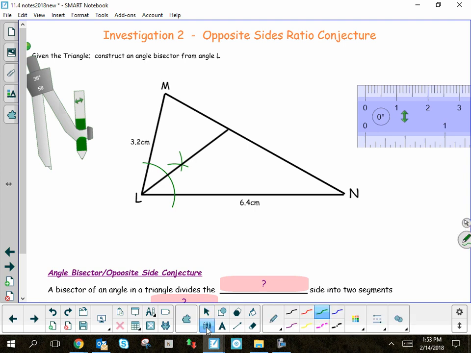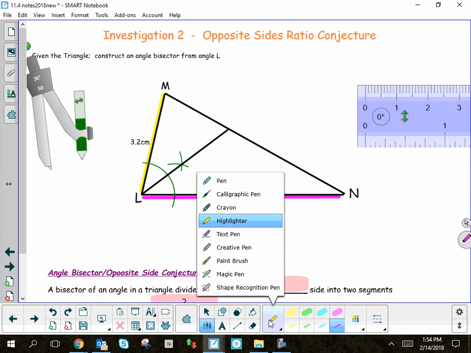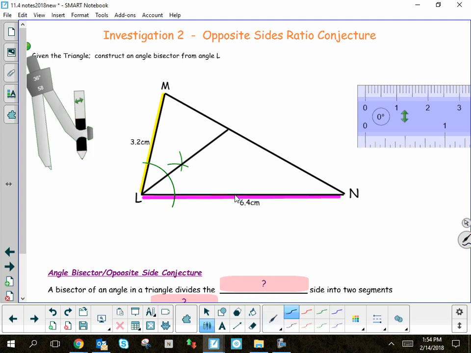Okay, so what I want you to focus on is these four segments. Let me get my highlighter. I want you to compare this one to this one, okay? If you compare those two, that ratio is 3.2 to 6.4, which reduces to 1 to 2.